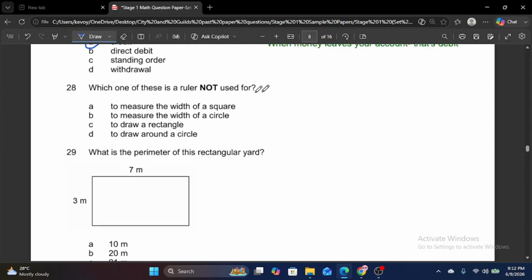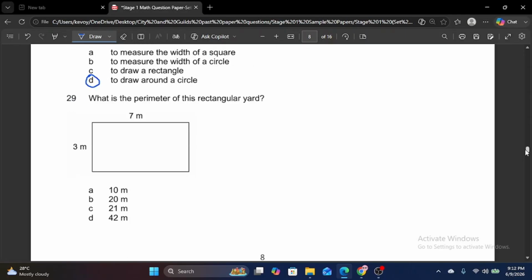So question 28: which one of these is a ruler not used for? Measure the width of a square, yes. Measure the width of a circle, fine. Draw a rectangle, yeah, it can be used for that. Draw around a circle. No, that is not something that I would encourage you to do. I would not encourage someone to use a ruler to draw around a circle. Leave that for another tool, not the ruler.